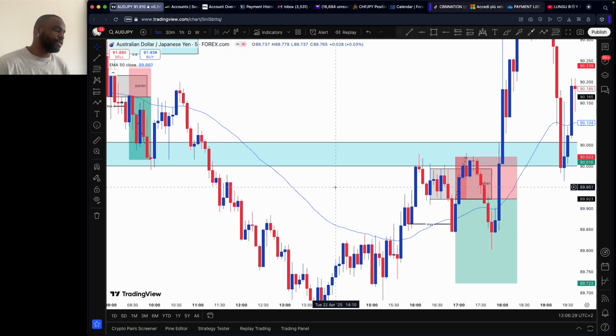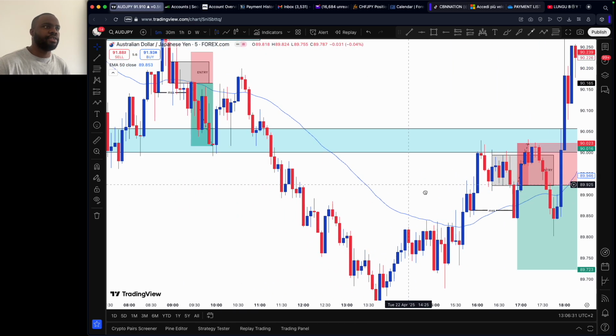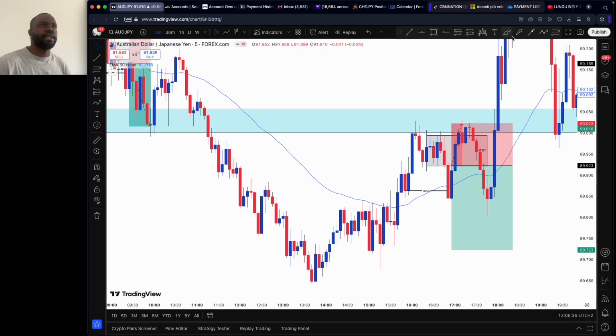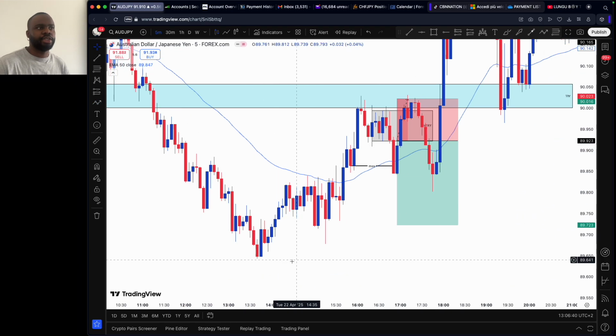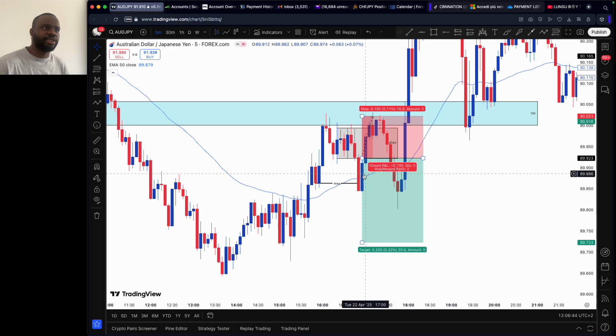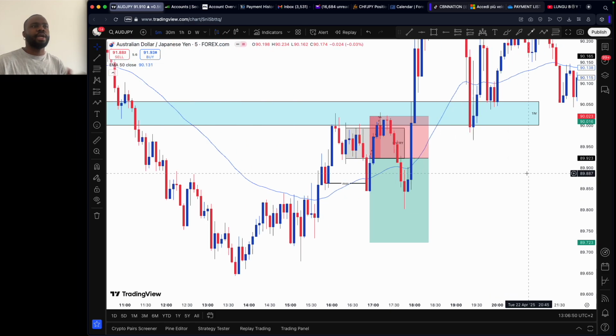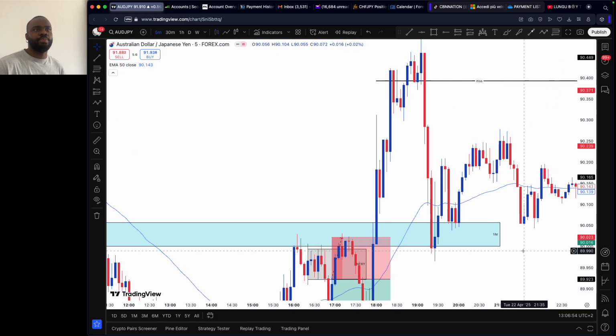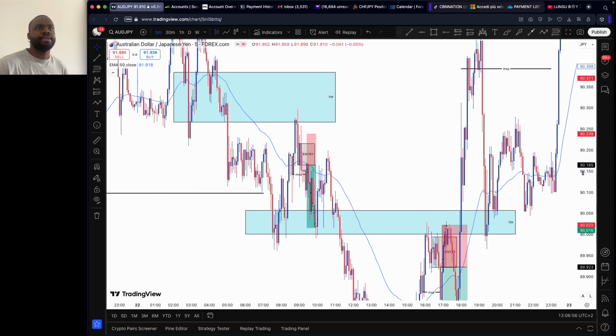Then the next trade was also another trade on the AUD JPY. On the 1 hour again, I spotted another breakout, then waited for the retracement back. As you can see, we had the shift of structure, then the entry zone. Price wicks me out. The analysis here was totally wrong, because as you can see, price blew to the upside.